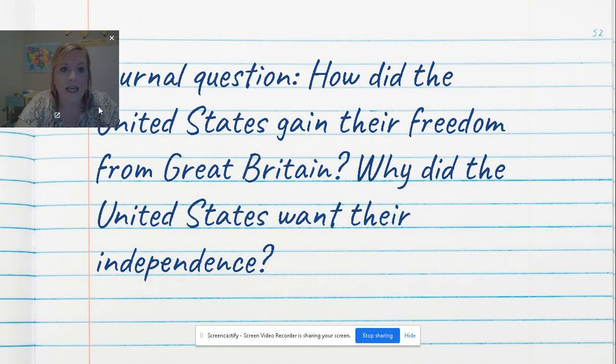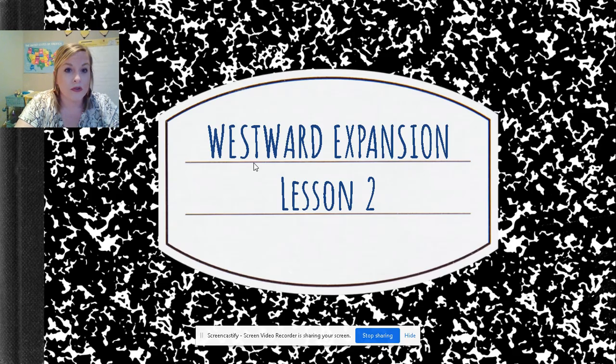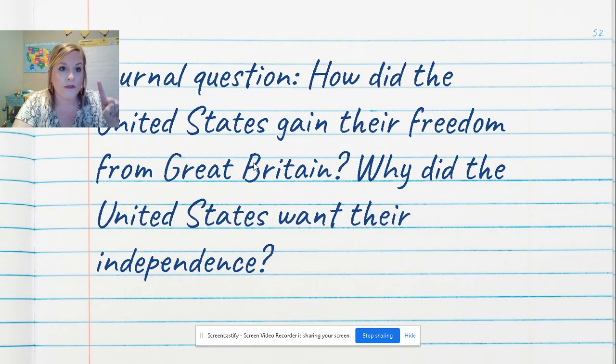Okay, guys, today your journal question. So really your two journal questions for today. You had your true falses at the beginning, and then you have this journal question. So those are the only two questions for today, but this one's kind of a two-parter. So your journal question is, how did the United States gain their freedom from Great Britain? And two, why did the United States want their independence? So those are your two questions.